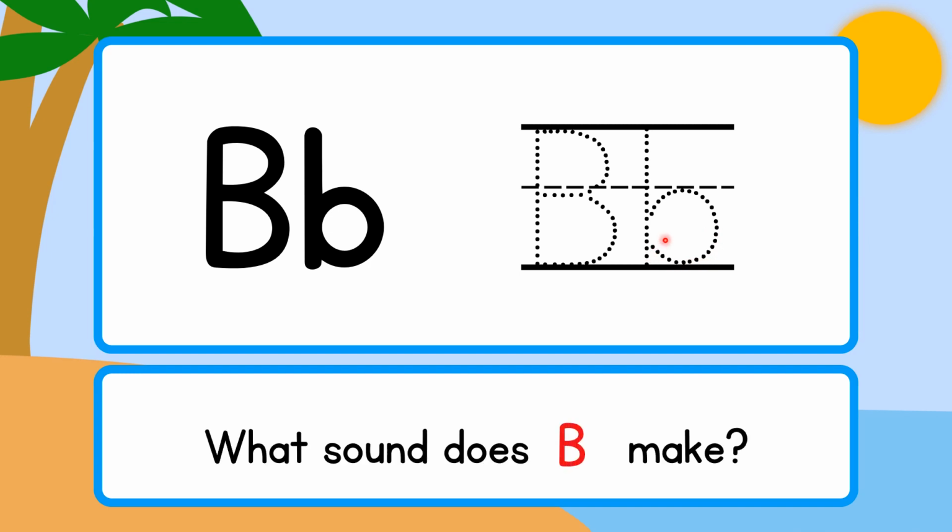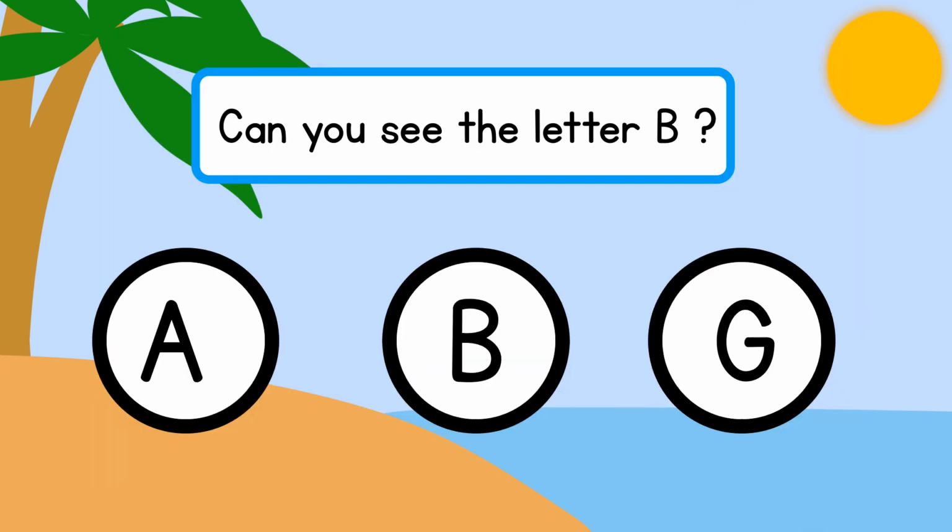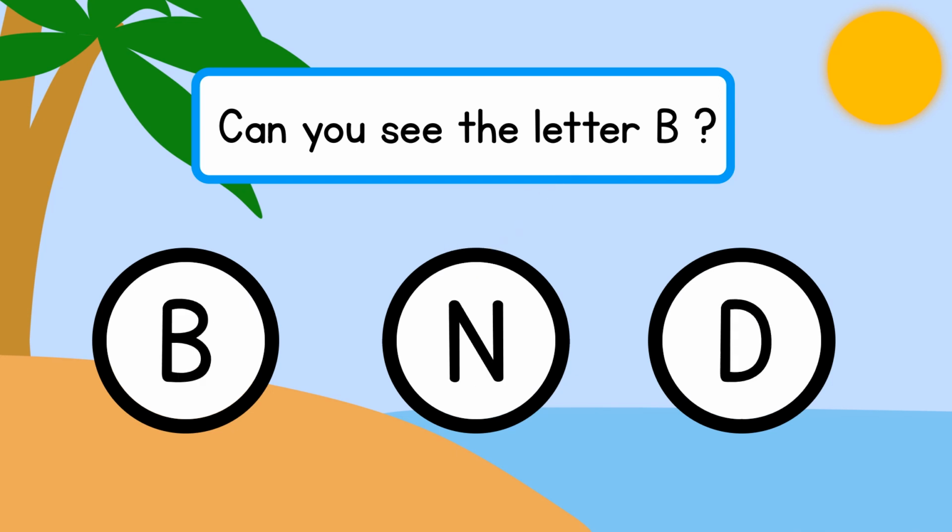What sound does B make? B says B, B. Please repeat, children. B. Good job. Can you see the letter B? The big letter B? That's great. B. Another one. Can you see the letter B? Good job. B.